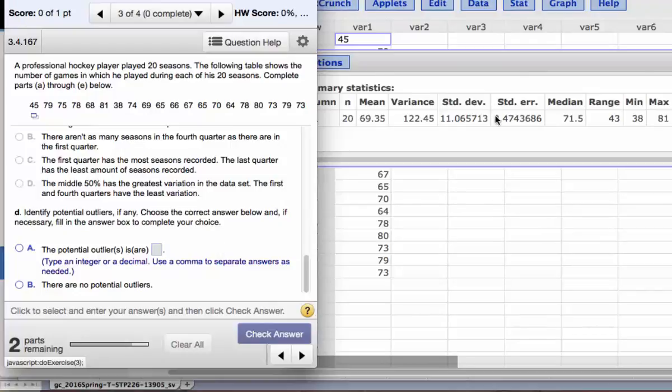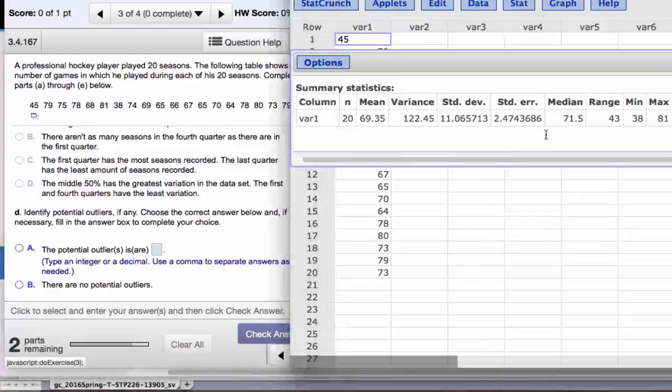So does this calculate that for you? I don't think so. So what do we need? We need the first quartile minus 1.5 times the IQR. Did I remember that correctly? And that gives us the limit for potential outliers. Let's write that down.